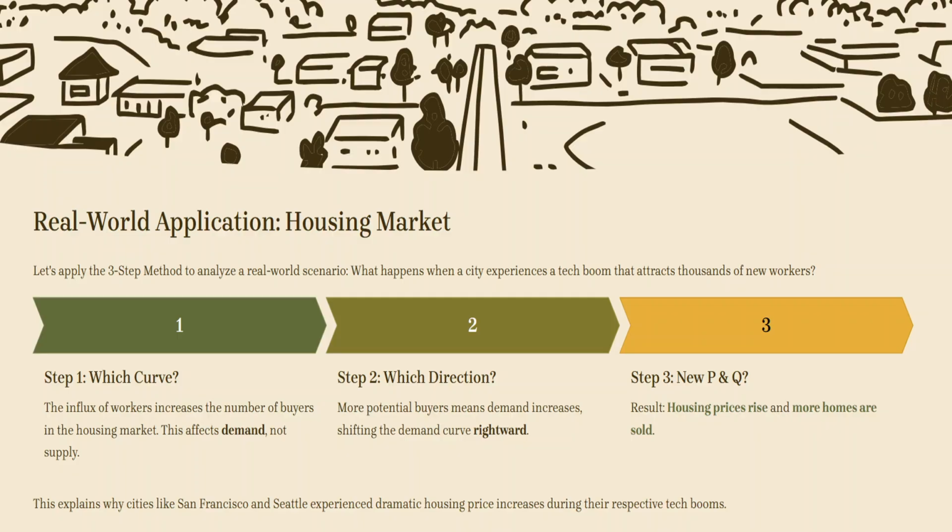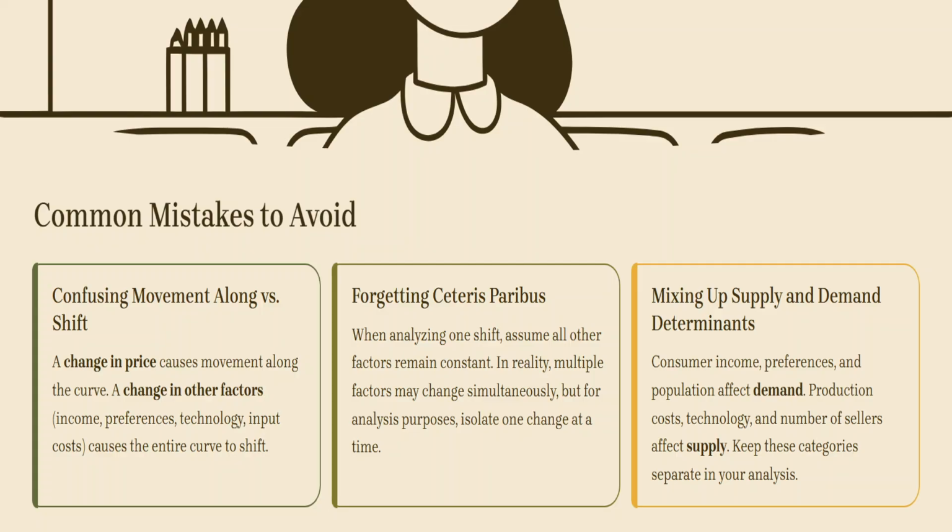Let's see now the common mistakes to avoid. Confusing movement along versus shift. A change in price causes movement along the curve. A change in other factors, income, preferences, technology, input costs, causes the entire curve to shift. Forgetting ceteris paribus. When analyzing one shift, assume all other factors remain constant. In reality, multiple factors may change simultaneously, but for analysis purposes, isolate one change at a time.